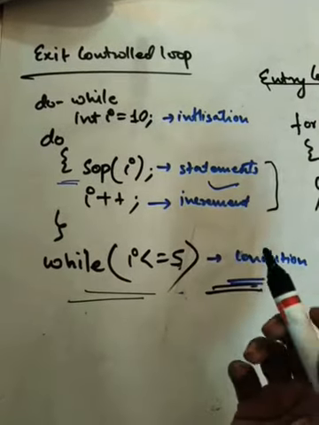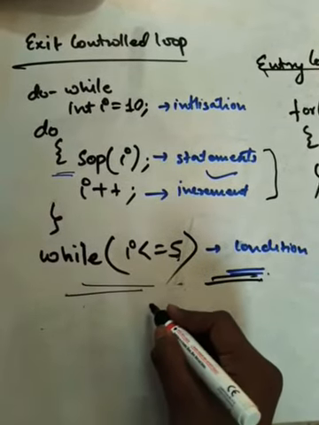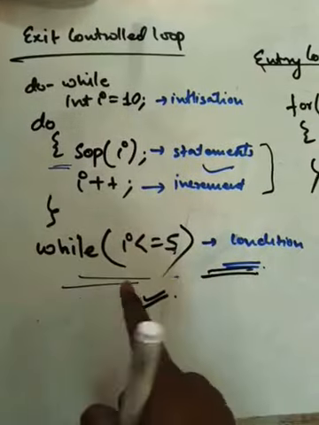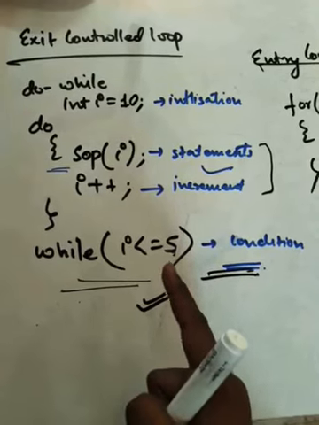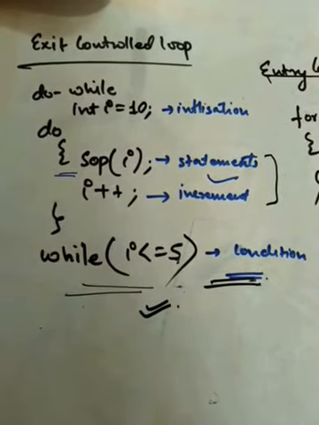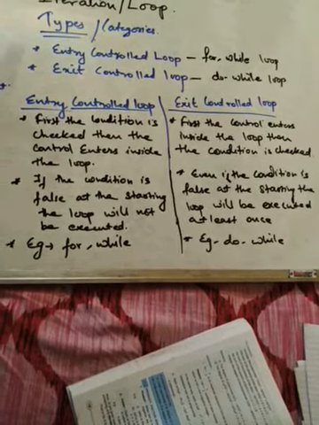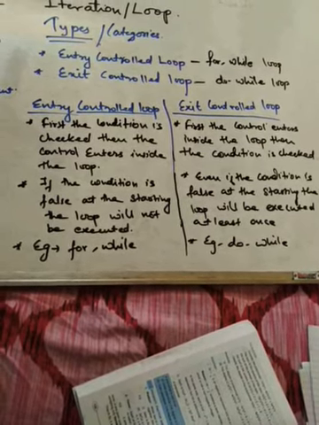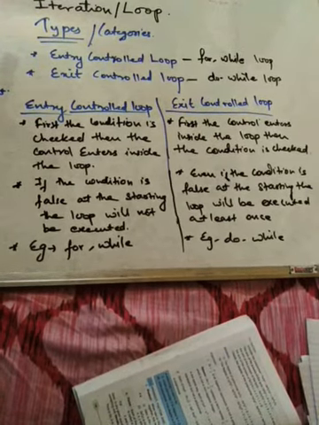So what will happen? Even if the condition is false at the starting, we saw that at the first step itself the condition became false. When we took I as 10, at the starting the condition is false, but even then the statement is executed at least once. That is what the next 2 points explain. So you can see the differences properly now. The second point of your entry control loop: if the condition is false at the starting, the loop will not get executed. So you've seen that in the entry control loop.